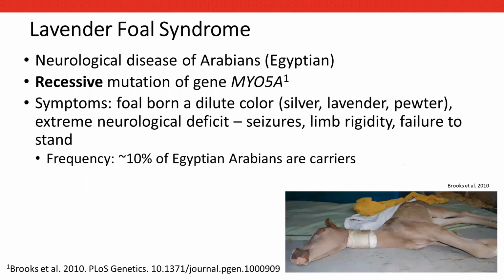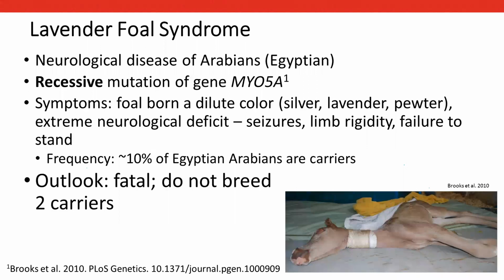The foal is born alive, but it's born a dilute color. And if you're there at foaling, you might think, wow, this is really unique, and I have a really fancy looking foal, because Arabians aren't supposed to come in dilute colors, right? But the problem is that this dilute color is associated with these extreme neurological deficits. So that foal immediately will show seizures, can't control muscles in his limbs, and won't be able to stand or thrive. So unfortunately, this is fatal, and approximately 10% of Egyptian Arabians are estimated to carry this particular mutation. So again, we can avoid it by not breeding carriers together.